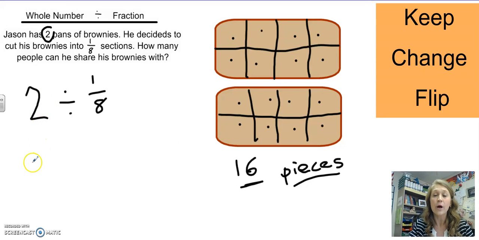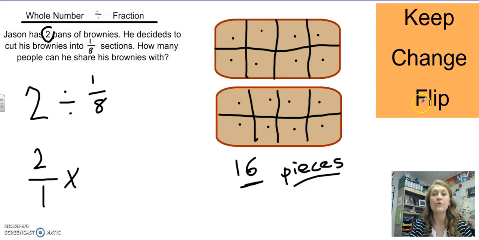Now this is a whole number, so just like with multiplication, we're going to put that whole number over 1 to turn it into a fraction. Keep the first fraction the same. Then we're going to change. We're going to change that operation symbol from division to multiplication. So we keep the first fraction the same, and then we change the operation symbol. Now we're going to multiply.